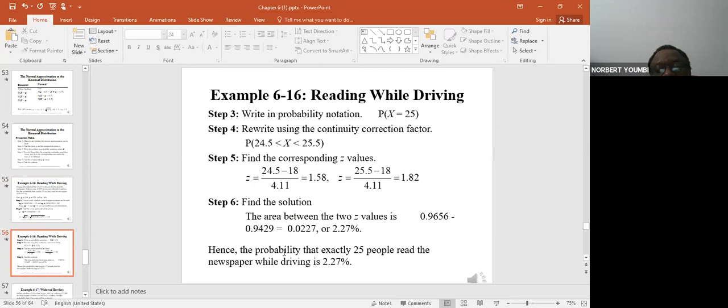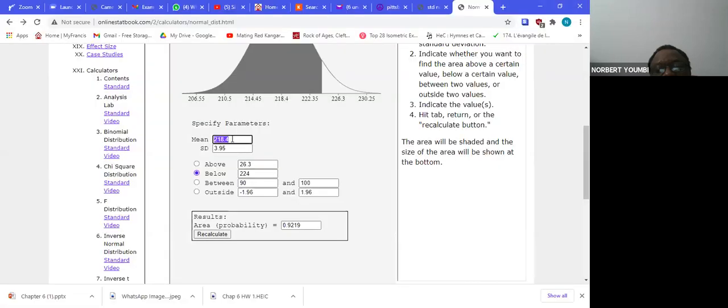So we can use the Google calculator now with the mean of 18 and a standard deviation of 4.11. We are between 24.5 and 25.5. So the probability will be 0.057.